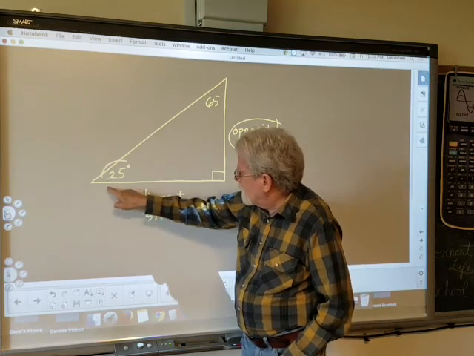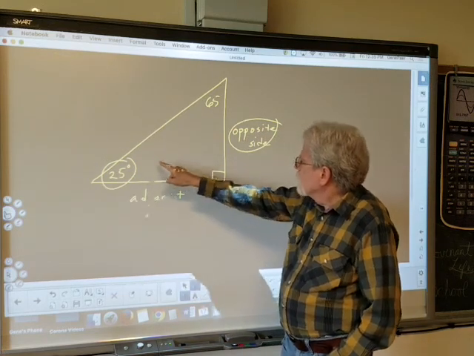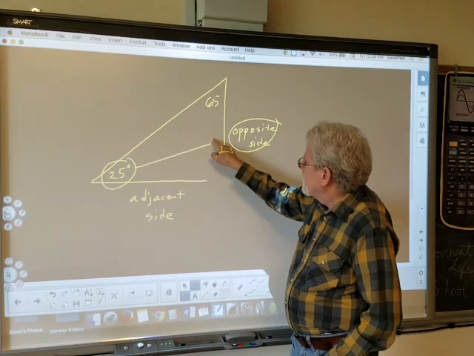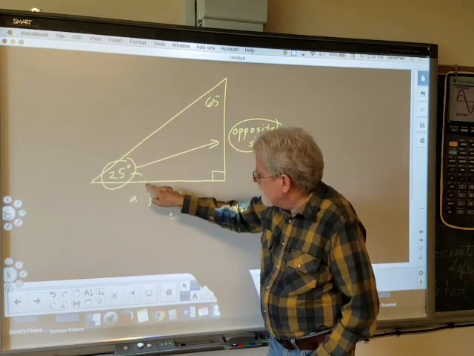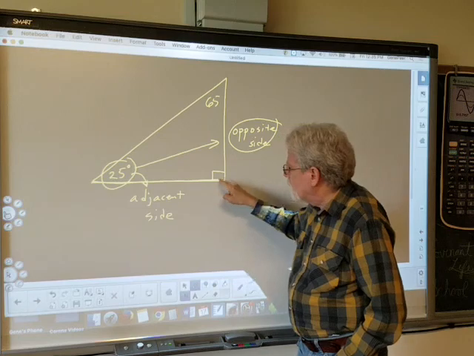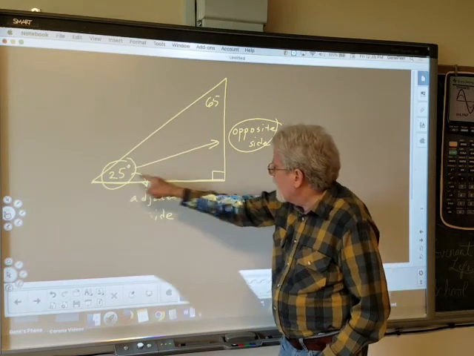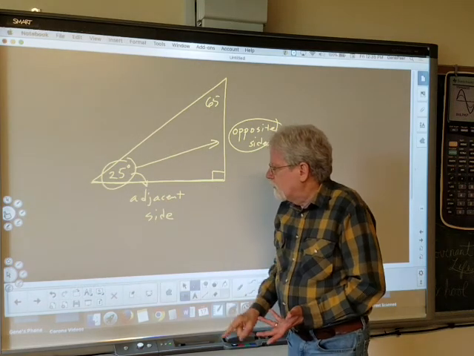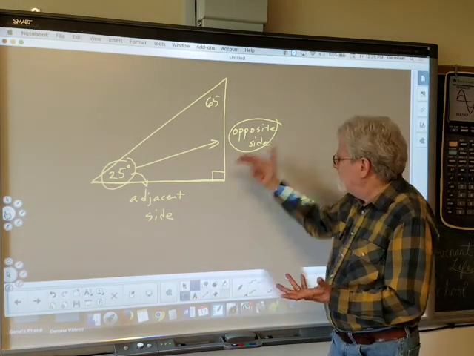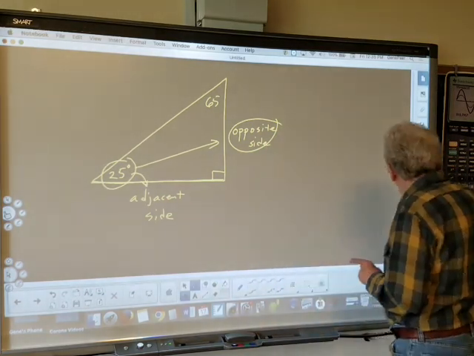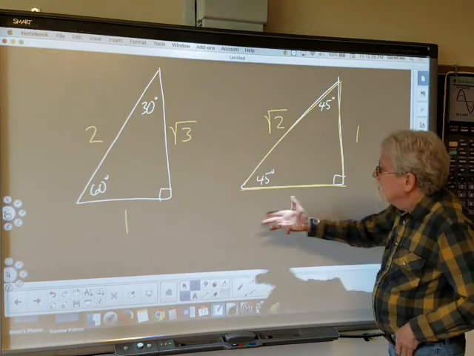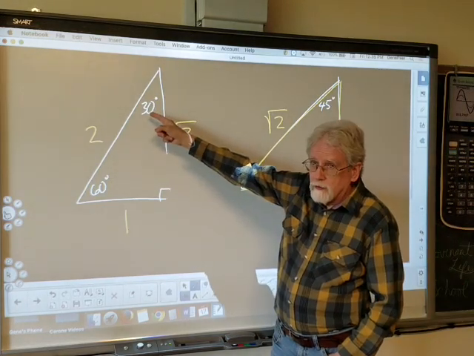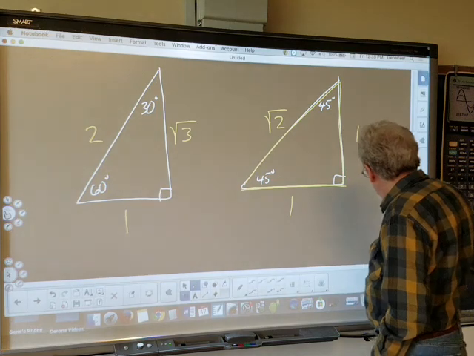We're going to look at this angle. We're going to call this the opposite side, of course, and this will be the adjacent side, adjacent meaning right next to. So we have the opposite side and the adjacent side. Is there, for a 25-degree angle, a special ratio, just like there is if it were a 30-degree angle? Is there one particular ratio?